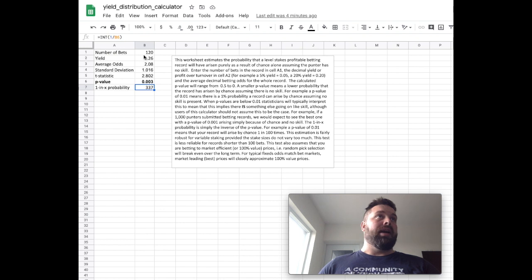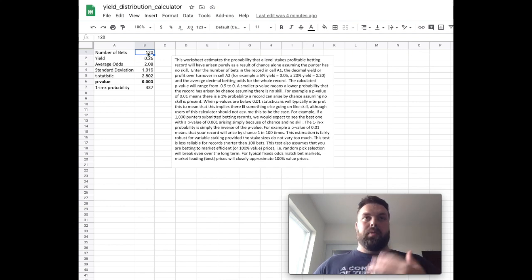So right now, given our number of bets, our yield and our average odds, this is saying that there's only a 1 in 337 chance that the results we've got are luck-based, essentially, and that there's something else going on, usually something like skill. So in this case, it would mean that the model is actually a successful model to begin with. And obviously, if you change these numbers, it doesn't do as well with a smaller sample size.